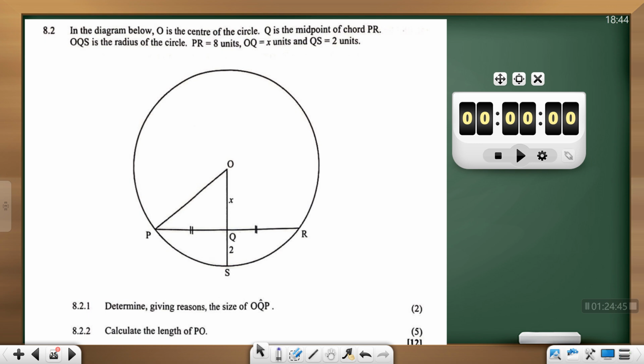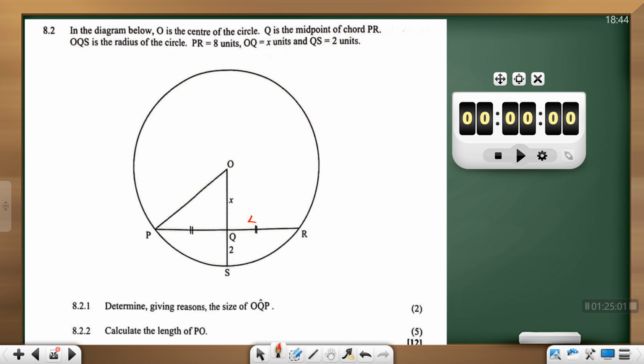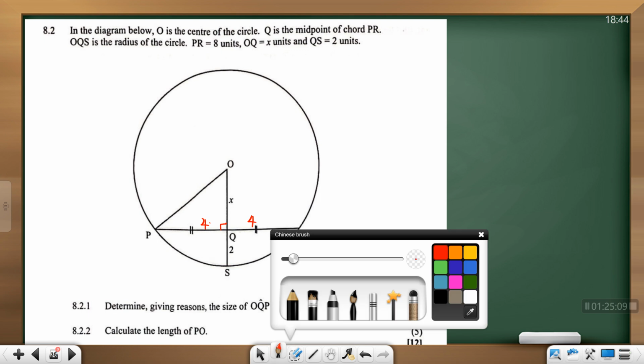All right, this is a grade 11 concept. In the diagram below, O is the center of the circle. Let's run through quickly. O is the midpoint of chord PR. QO, QS is the radius of the circle. PR is 8, and we are told those two lines are what? Equal. So what would this be? 4. Automatically, this is 90 degrees. What's your reason? Radius.